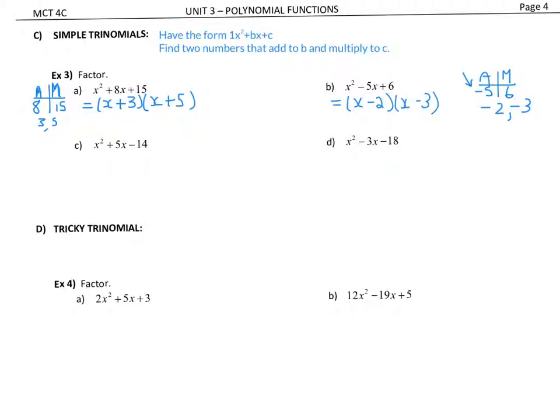All right, next one. This time we're multiplying to a negative, so we're multiplying to a -14. That means the two numbers are going to have opposite signs, multiplying to -14. And because we're adding to a positive 5, the bigger number is going to have the positive sign with it. So I'm thinking 7 and 2 will multiply to 14. If I made that a positive 7 and a -2, that's going to add to positive 5. So my factors will be x plus 7 and x minus 2.